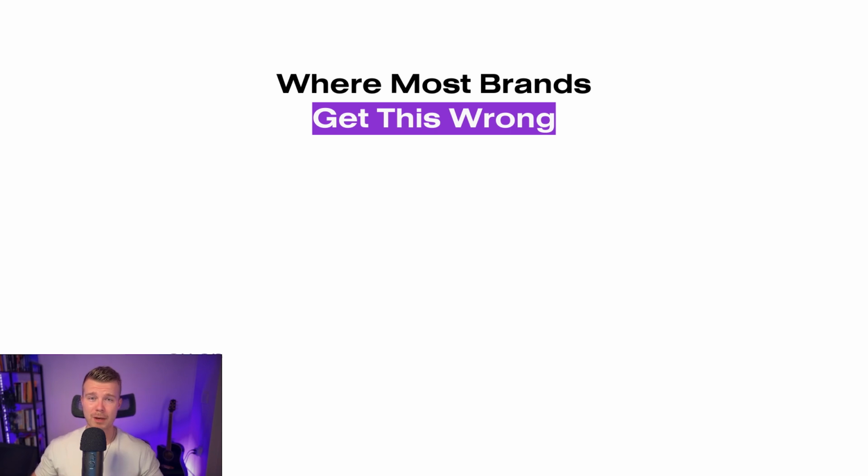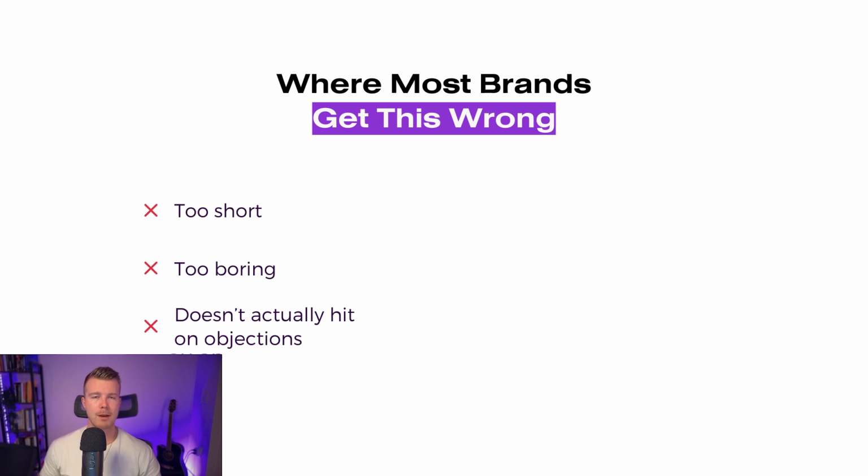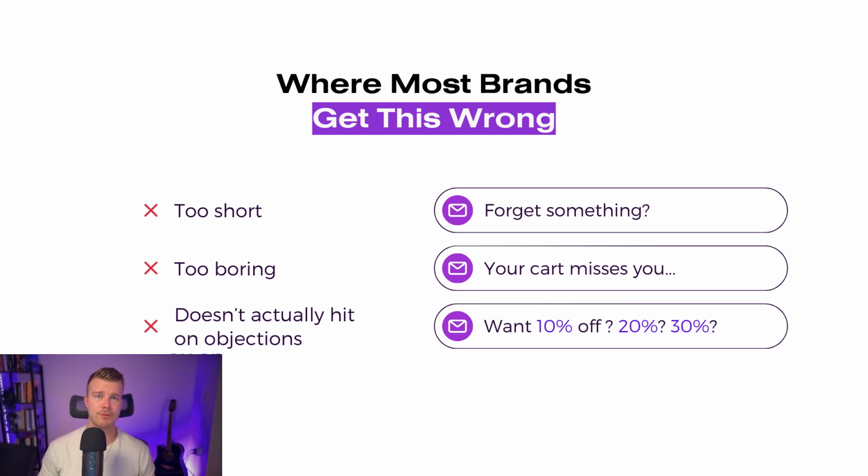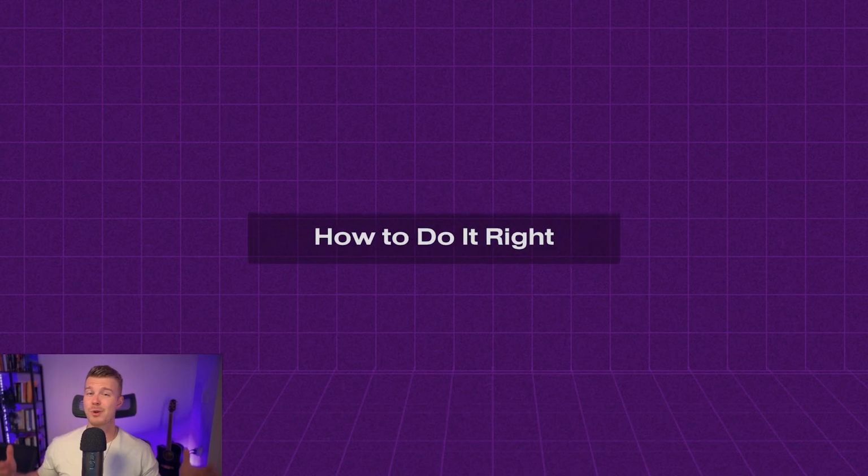Okay, so where so many brands get this wrong is their sequence is too short, it's too boring, or it just doesn't hit on real objections. Most brands, their sequence looks something like, hey, did you forget something? Oh, your cart misses you. Do you want 10% off, 20% off, 30% off? Oh, screw it. Just take 50% off or take the product for free, right? At the end of the day, this is such a huge missed opportunity because you're not hitting on people's real objections. Okay, so how do you do it right?